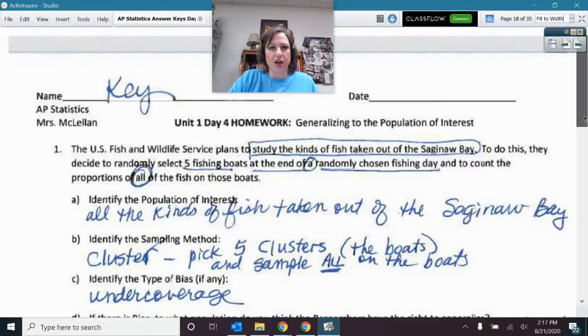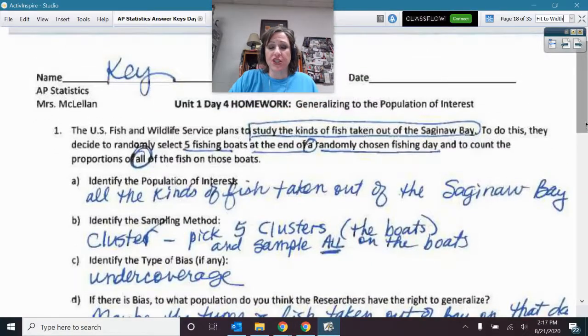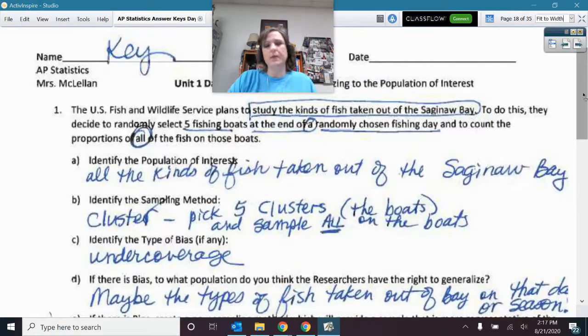All right, let's check our homework on generalizing to the population of interest. So for our AP statistics, that's on day 4. I think it's day 5 or day 6 on the regular statistics, but they are the same questions. So here we go.